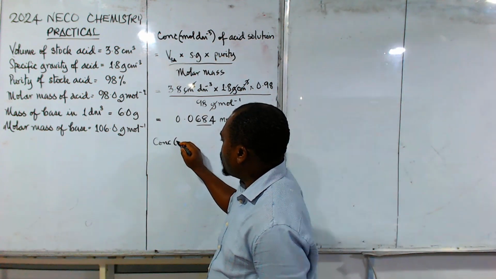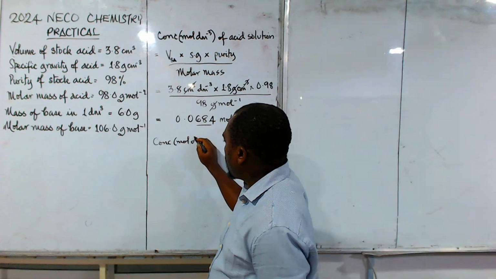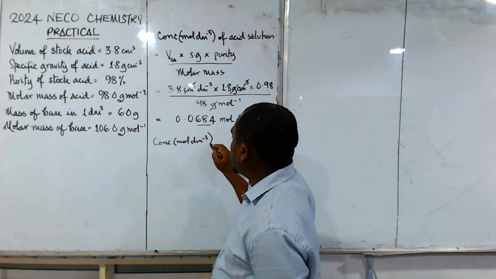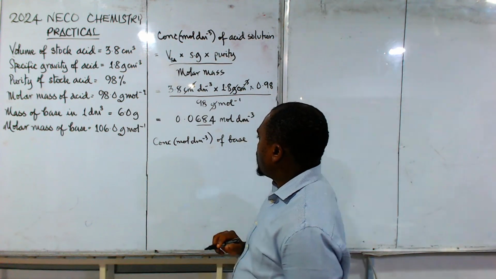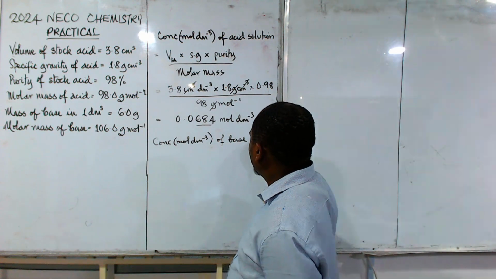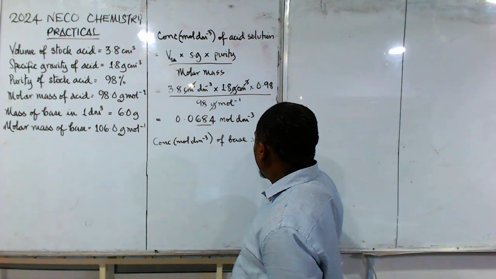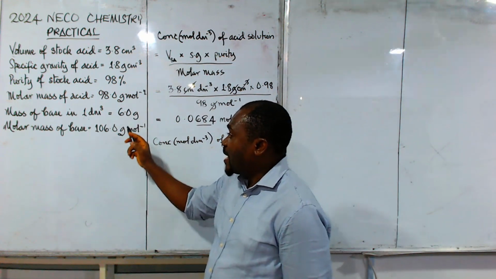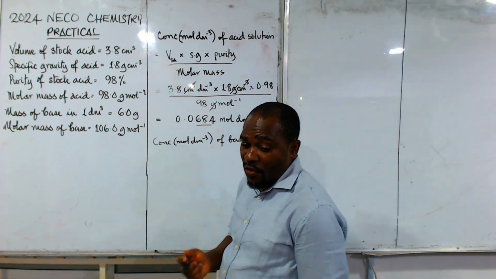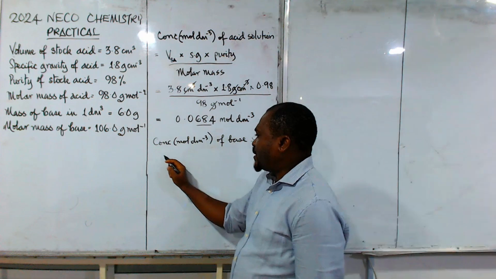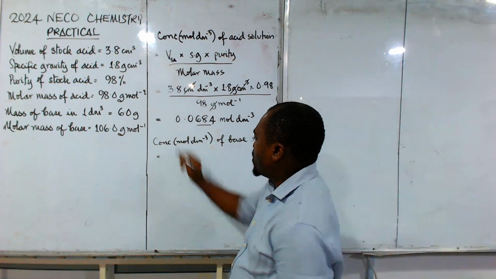So the next is to calculate the concentration in moles per dm cube of the base solution, which is very straightforward because you have the mass and you have the what? The molar mass of the base, right? So this here you're going to use what?